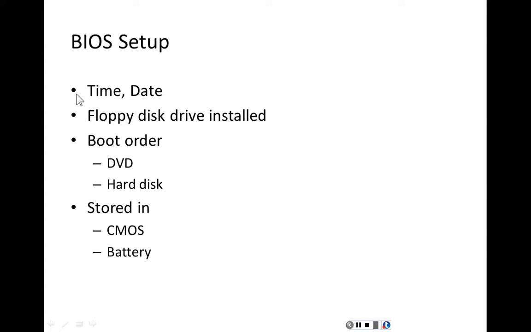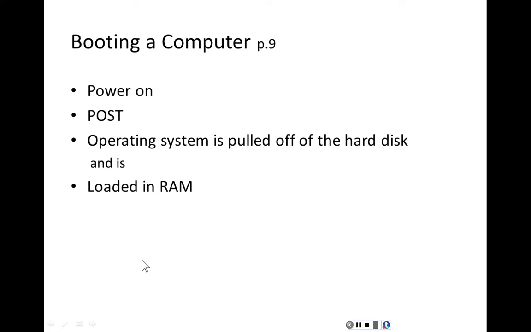This BIOS information is stored on a chip called CMOS, which stands for complementary metal oxide semiconductor, and thank goodness you don't have to remember that. And the information on the CMOS is maintained by a battery. So if your computer is constantly losing its time and its date, or if the boot order is getting scrambled up, there's a good chance that the battery, which is on the motherboard, is going bad.